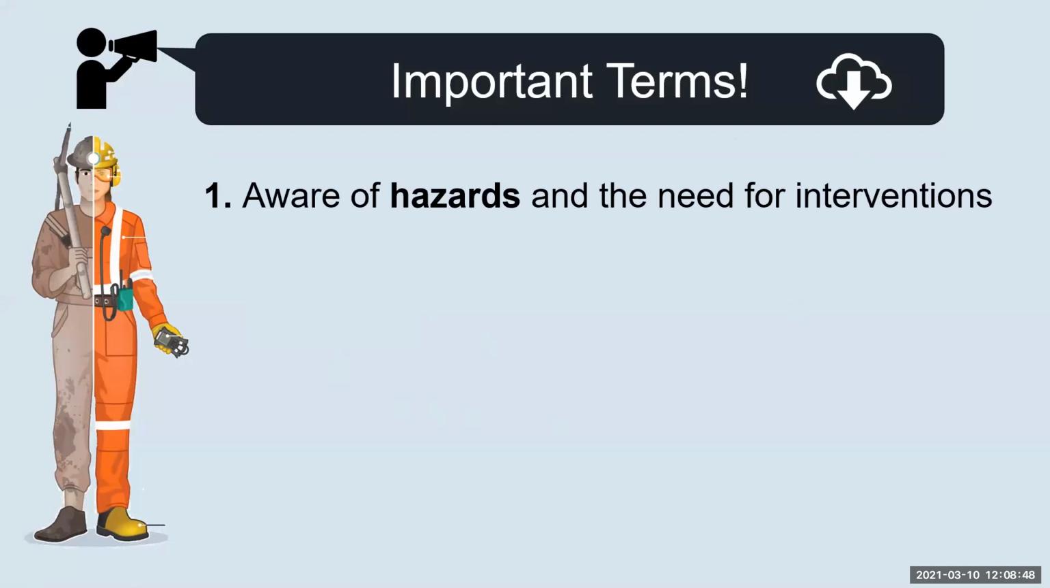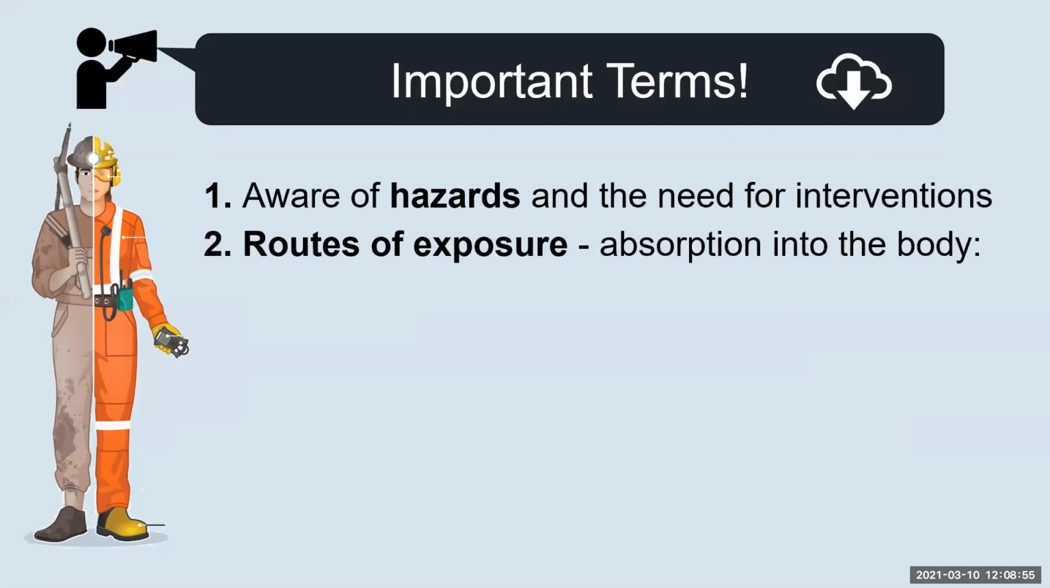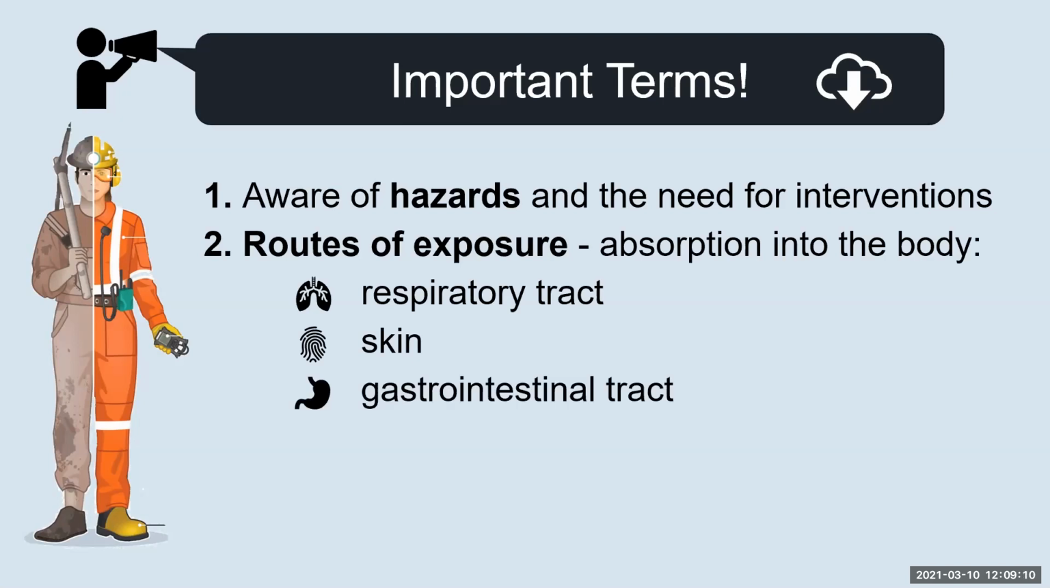So humans, we became aware of airborne chemical hazards thanks to collective learning. Things got more complex. These chemical hazards could enter the body through 3 main routes of exposure. That's how they're absorbed into the body: through the respiratory tract by breathing, uptake via the skin, and via the gastrointestinal tract once we ingest something.